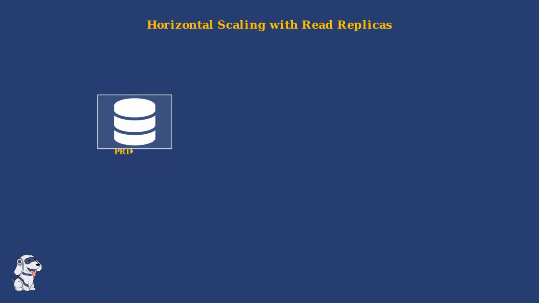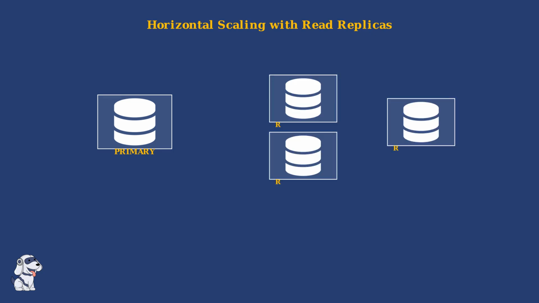Horizontal scaling takes a different approach by distributing the workload across multiple database instances. This is achieved through read replicas, which are copies of your primary database that handle read-only operations. Read replicas are automatically synchronized with the primary instance, receiving all data changes through continuous replication. This allows you to distribute read queries across multiple instances while maintaining data consistency.